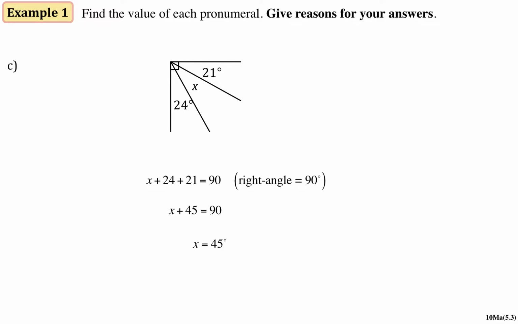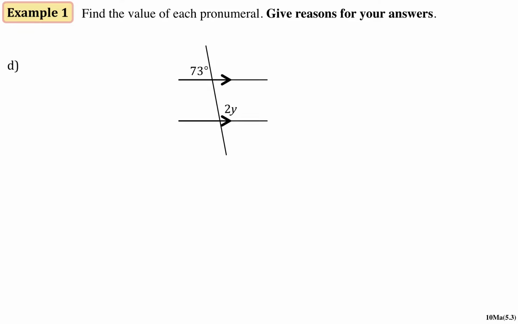Let's progress on to example 1, part D. We've got some parallel lines. Now, there are a lot of different ways you can do this, but I'm going to look at that 73-degree angle. I'm going to mark in another angle that's 73 degrees, and I'm writing it with an arrow vertically opposite. That's showing why that's 73 degrees. That's my reason. That's 73 degrees because these two angles here are vertically opposite.